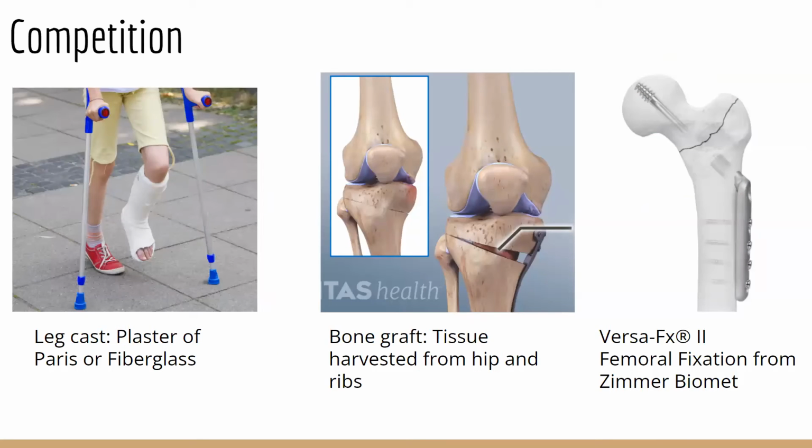In the current market, there are a variety of alternative treatments for bone injuries and disorders. The first shown on the left is a cast. These are typically made from fiberglass or calcium sulfate hemihydrate, also known as plaster of Paris.